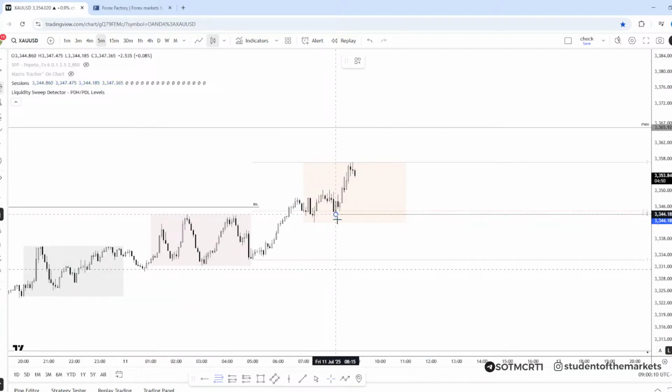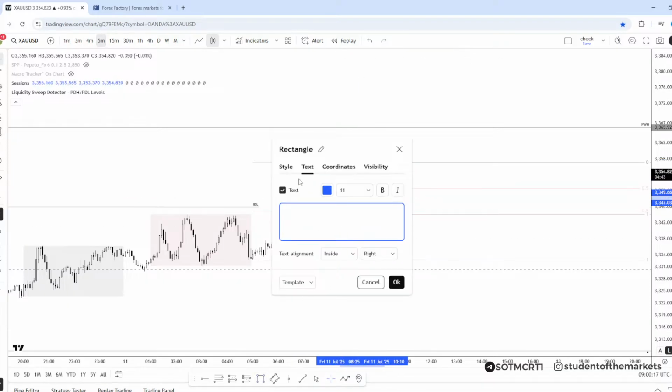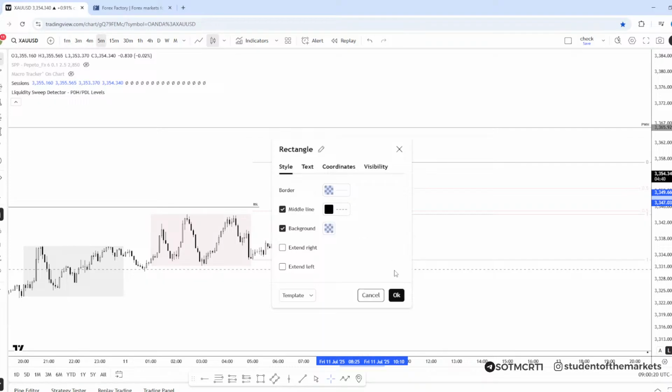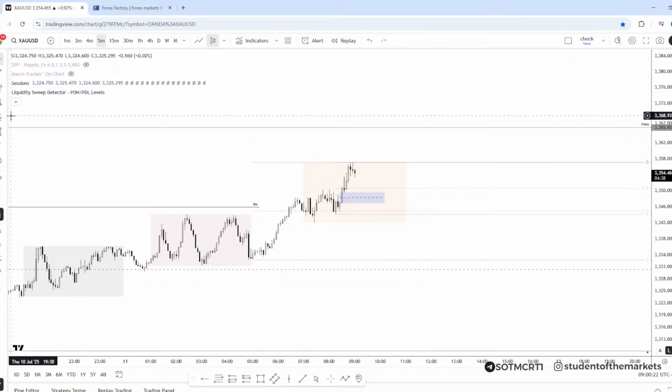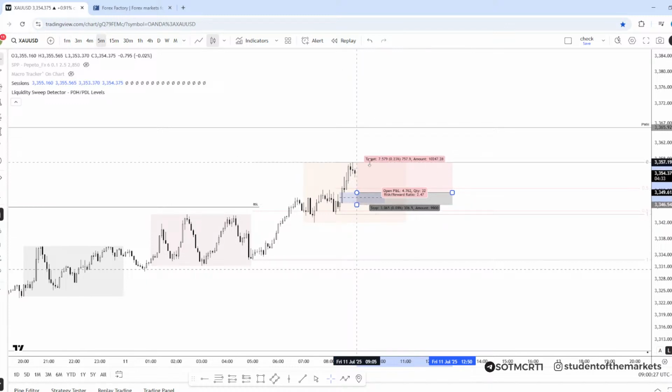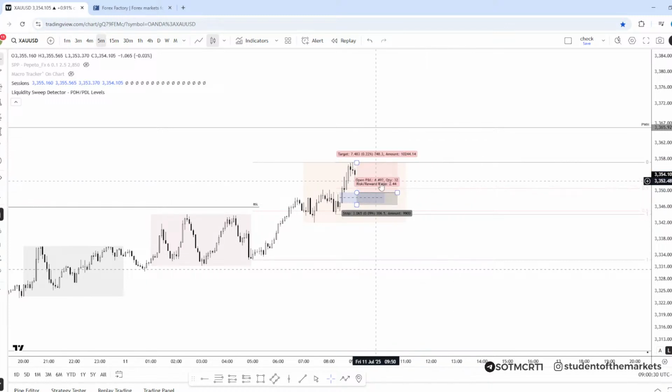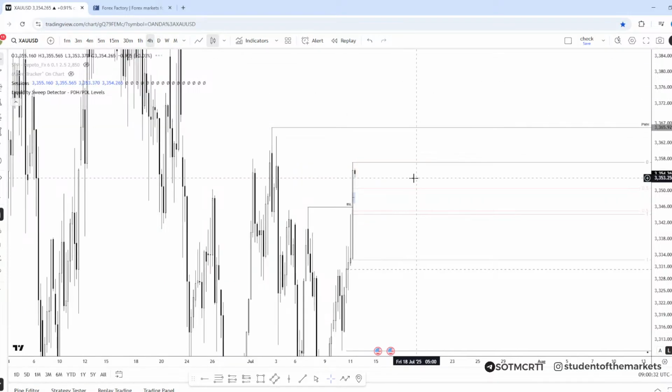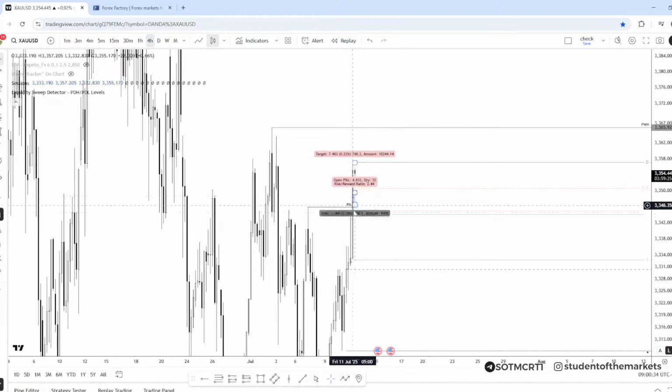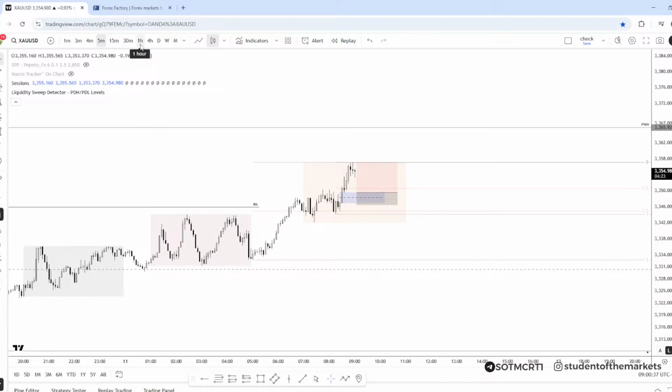Okay, so right here you have the 50%. Now right here you have the fair value gap, which is here. So I want to see if price can come lower and then look for potential buys to the upside, and that would be a 1 to 2 risk to reward trade. Why? Because if price does go down first, then obviously I will look for buys. But if price just continues pushing to the upside, then obviously I most likely will look for sells.